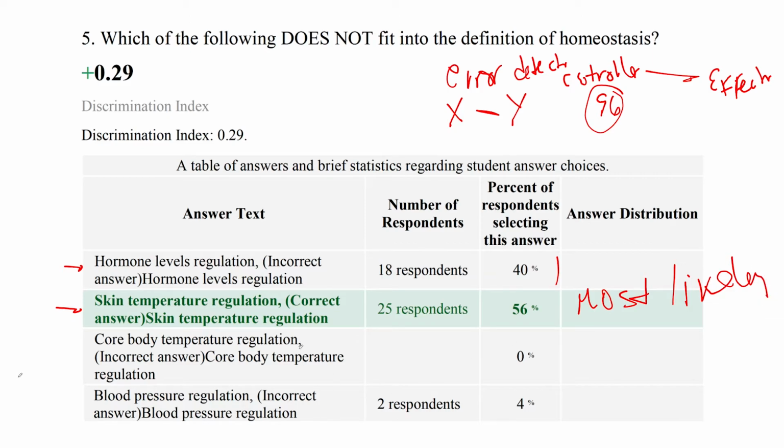Okay, for example, if I see this quiz, oh my goodness, skin temperature, core body temperature. These two could be likely for me. I have to choose one. Well, I know for sure that core body temperature is a regulated variable. It's very important. It's vital. So I will choose skin temperature as the incorrect.